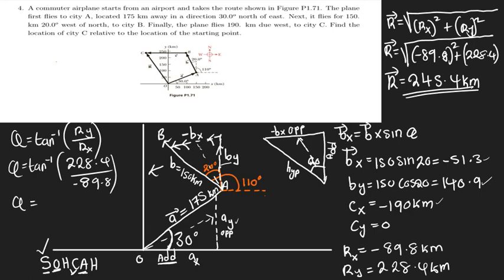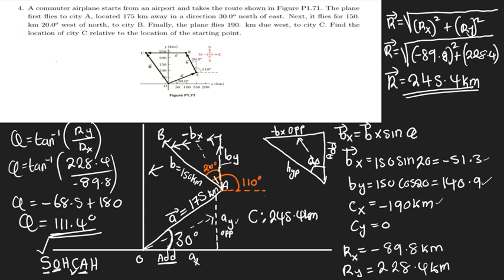And we are going to get negative 68.5. When you get a negative angle, just add 180, and our theta is going to be 111.4 degrees. So this implies that C is stationed at 245.4 kilometers at a direction of 111.4. That is how you find it for this particular question.